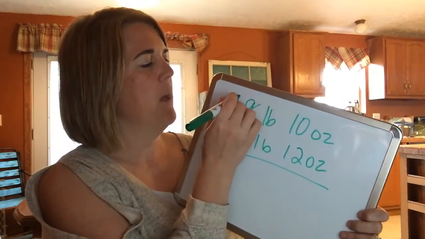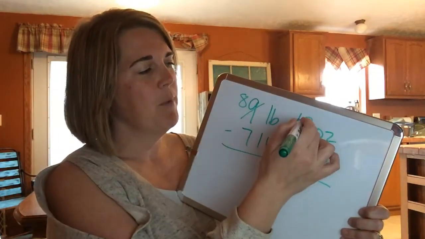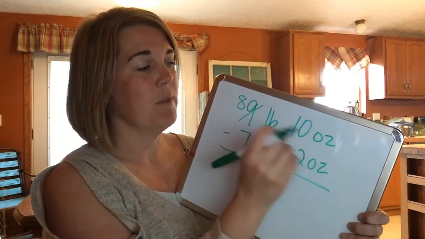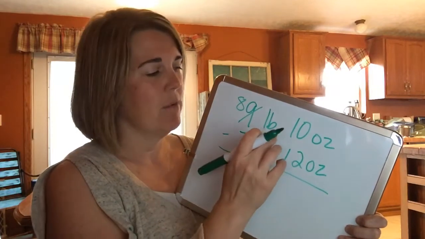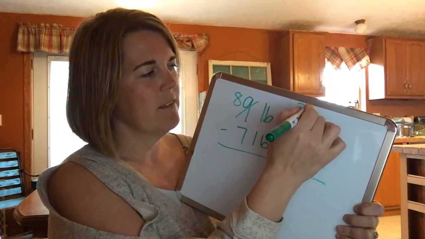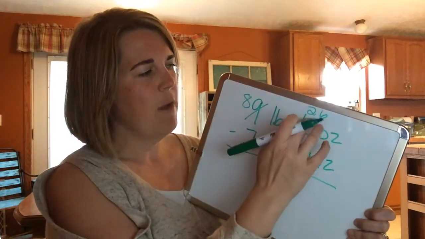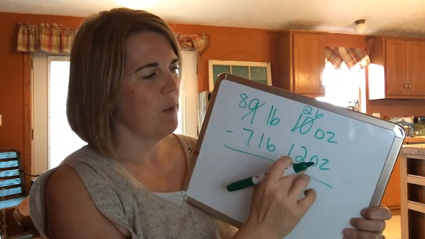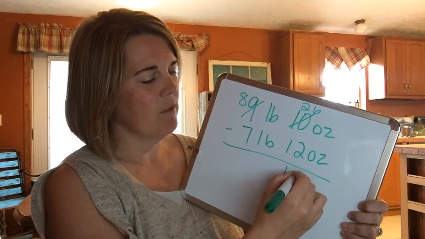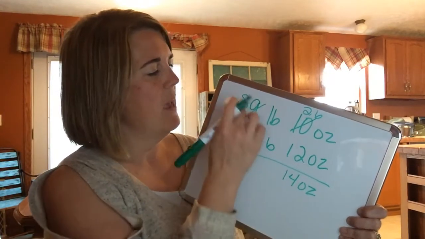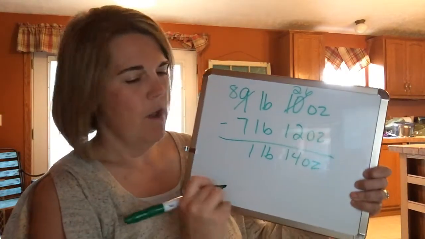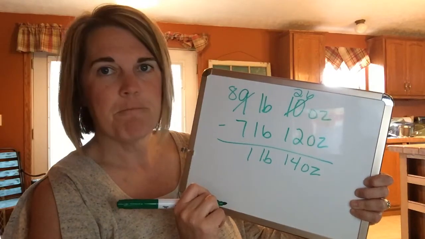So we're going to borrow a whole pound, which makes this an 8. And when we add our pound back in, we have to add it in ounces. We know 16 ounces equals a pound. So 16 plus 10 is going to make this 26. Now we have 26 ounces minus 12 ounces, and that becomes 14 ounces. And 8 minus 7 is 1. So we have 1 pound, 14 ounces.